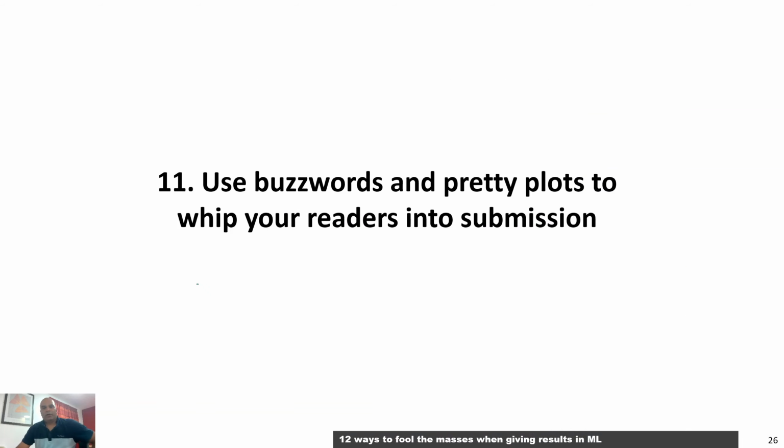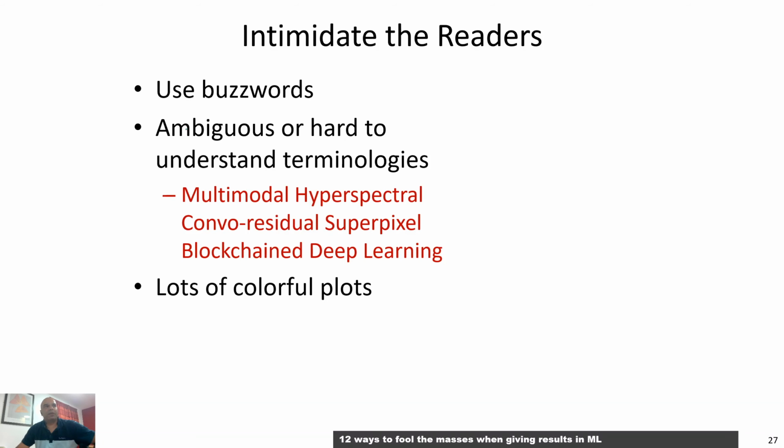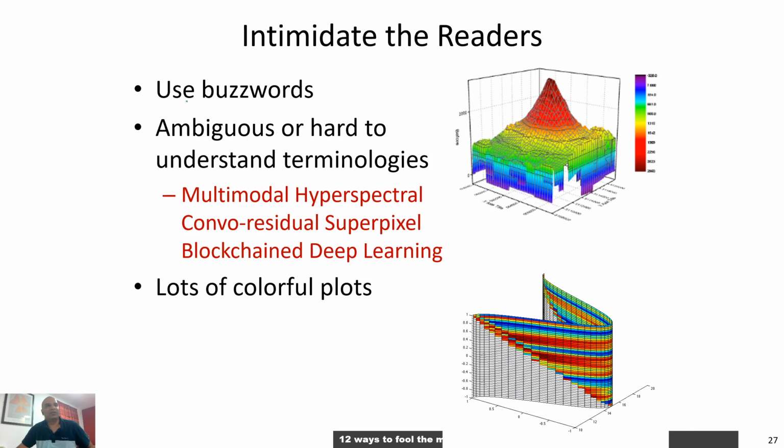And then we can always impress or shock and awe our audience into submission using buzzwords and pretty plots, right? So if we have a paper that says modal, hyperspectral, convo residual, superpixel, blockchain, deep learning on a quantum computer, okay, we need to really tone it down a bit, right? And we can also impress people with pretty plots, right? However, the good thing about science is the truth eventually comes out, right? But it may take time, right? So, please always focus on the science. Always be honest with reporting these results, and you would be fine, right?